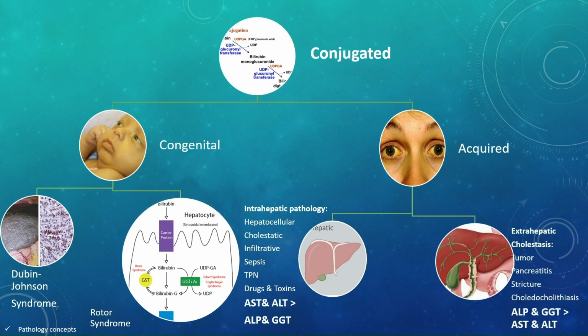And the second etiology is extrahepatic cholestasis. It can be due to tumor, pancreatitis, stricture, choledocholithiasis. Here, ALP and GGT are markedly elevated compared to AST and ALT.